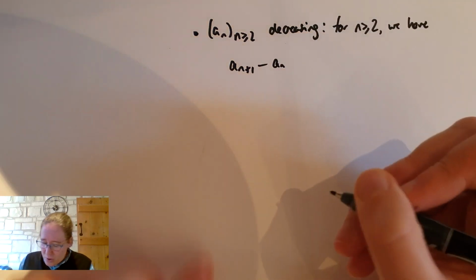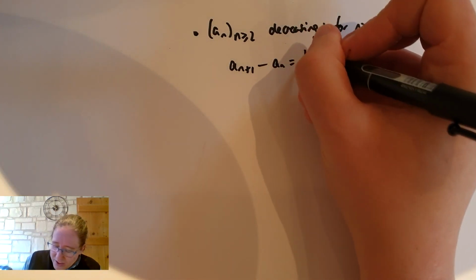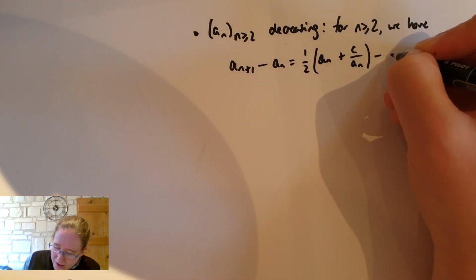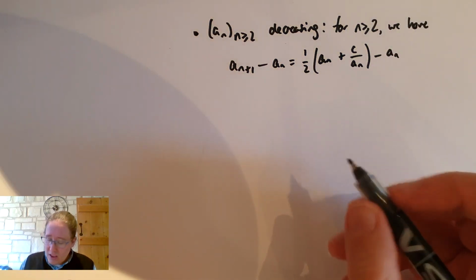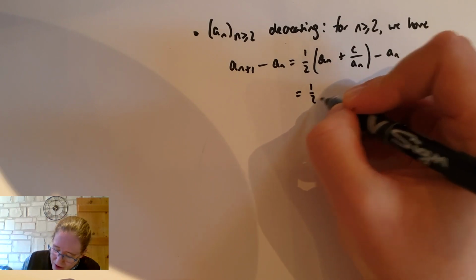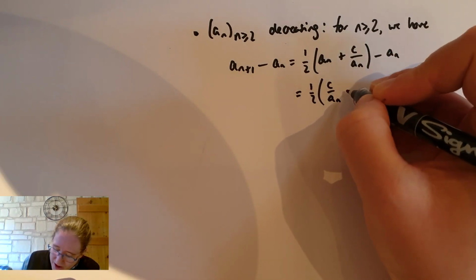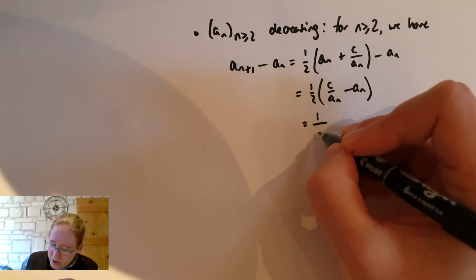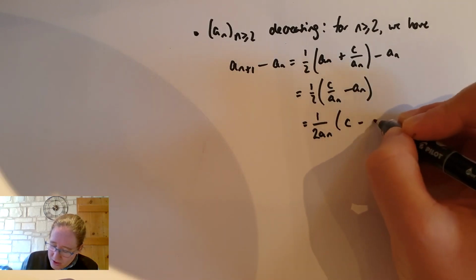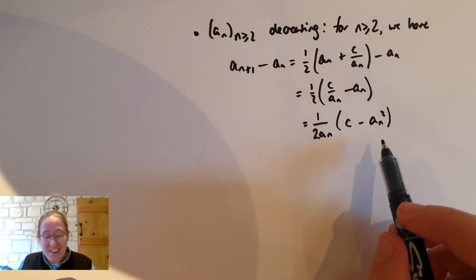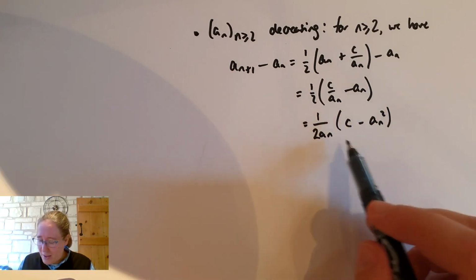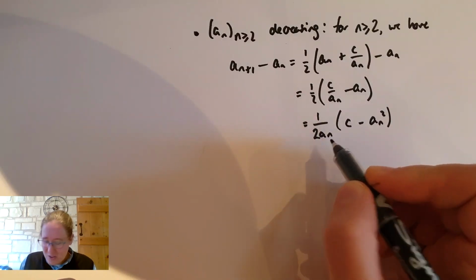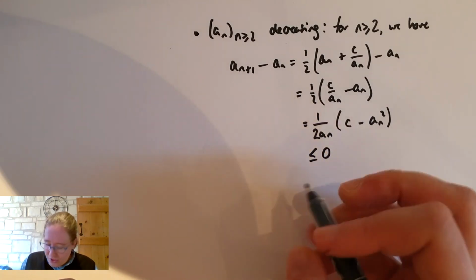So let's think about a_{n+1} minus a_n. By our definition, we know that that's a half of (a_n plus c over a_n) minus a_n. And if we rearrange, I think that's going to be a half of (c over a_n minus a_n), just bringing that into the brackets, which I could write as 1 over 2a_n times (c minus a_n squared). Suddenly it's quite useful to know that a_n squared is greater than or equal to c, because that means that c minus a_n squared is less than or equal to 0. We argued that a_n was positive earlier. That was relevant at this point as well. So we see that this lot is less than or equal to 0.